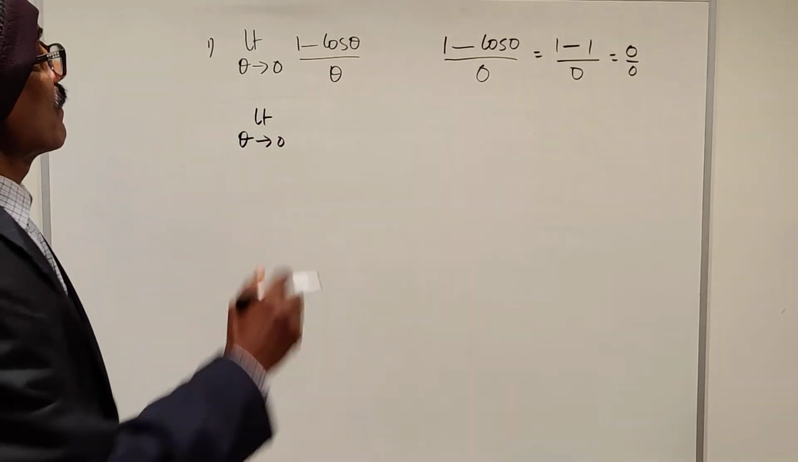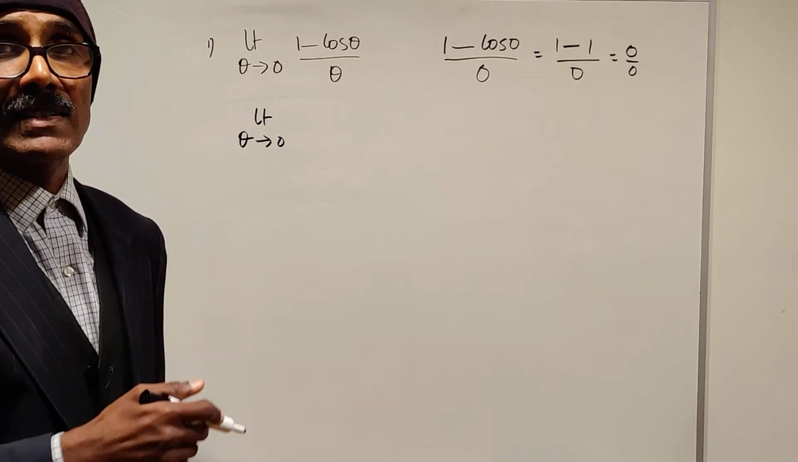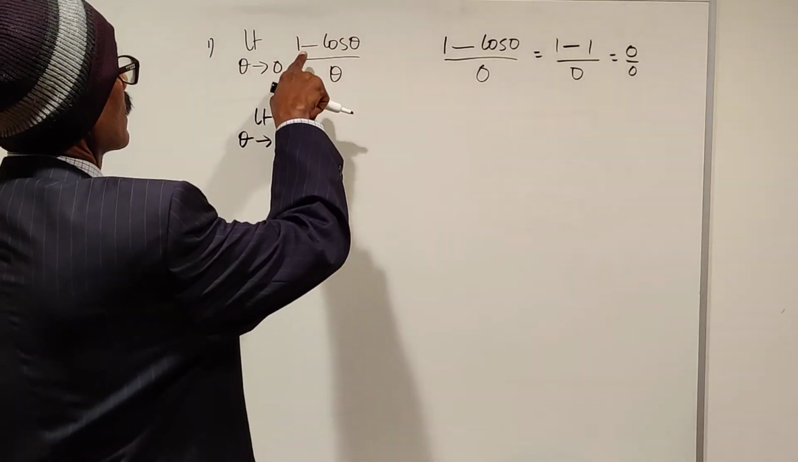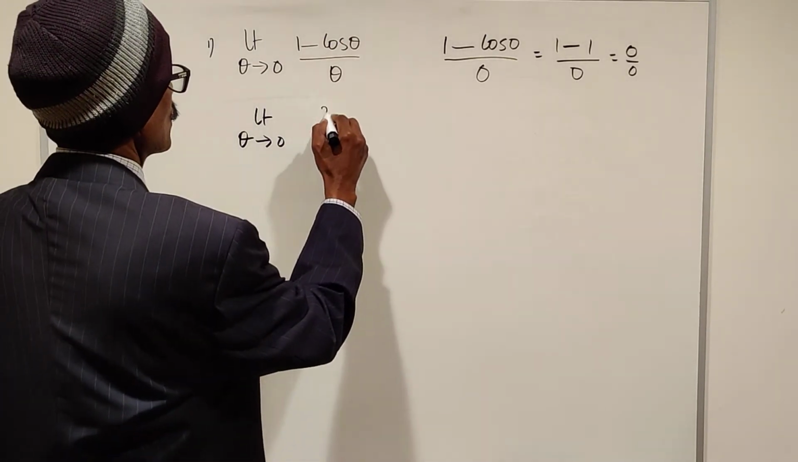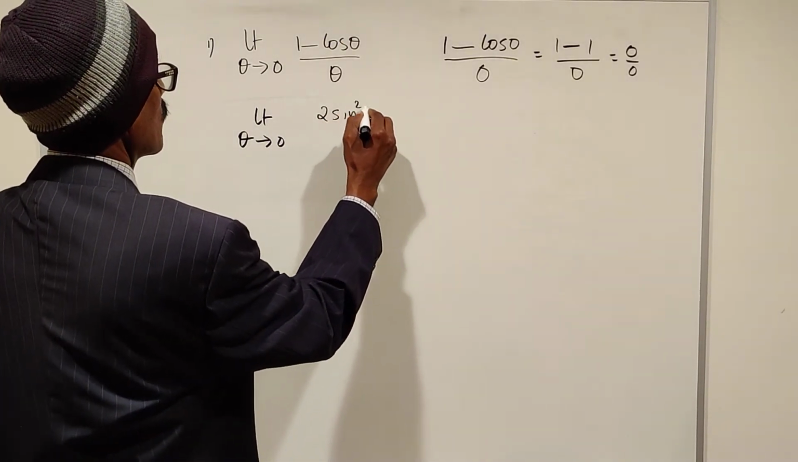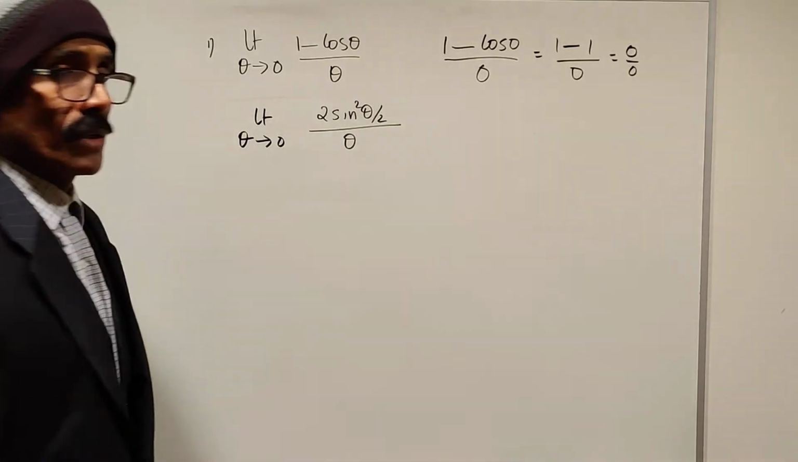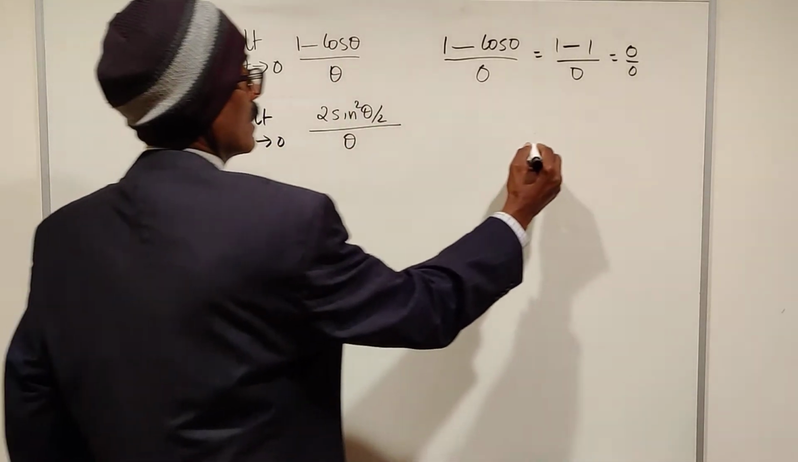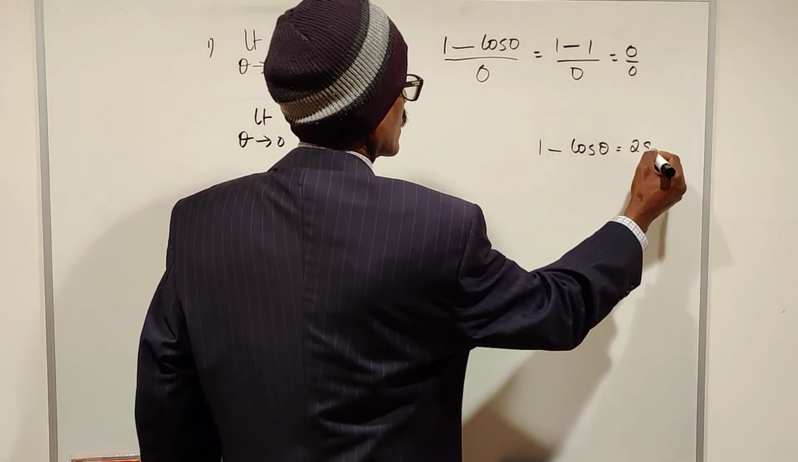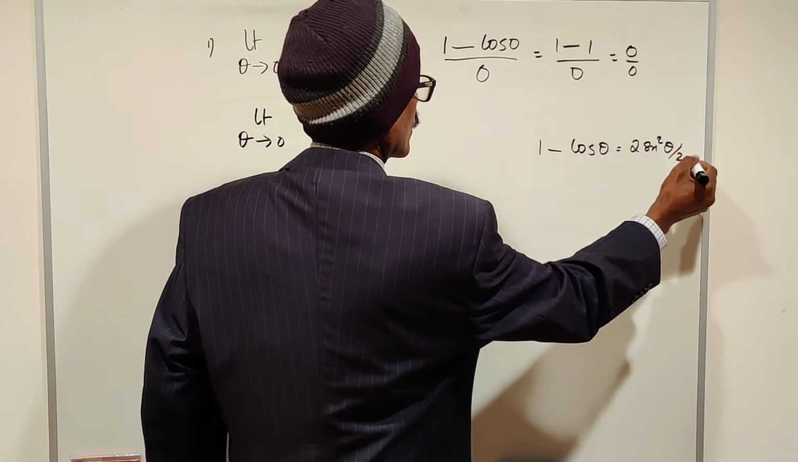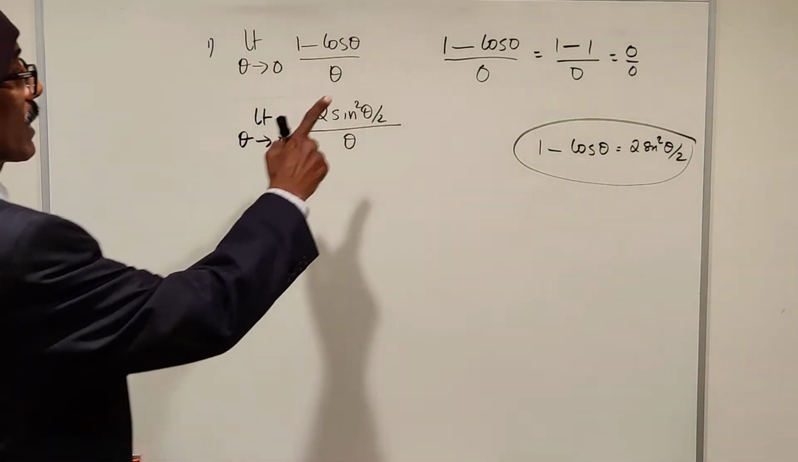So this is one of the formulas we derived last day. 1 minus cos theta is what? 2 sine square theta by 2, divided by theta. 1 minus cos theta is 2 sine square theta by 2. This is the formula.